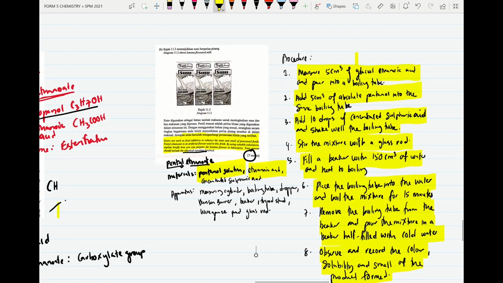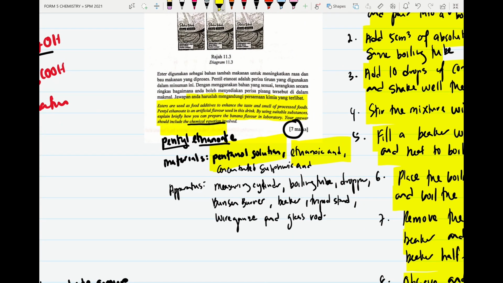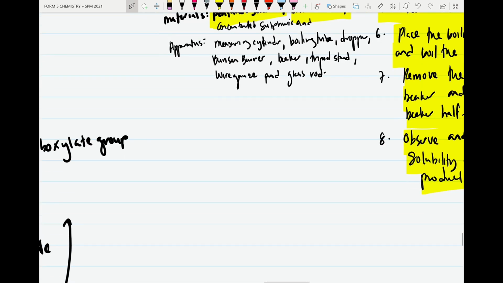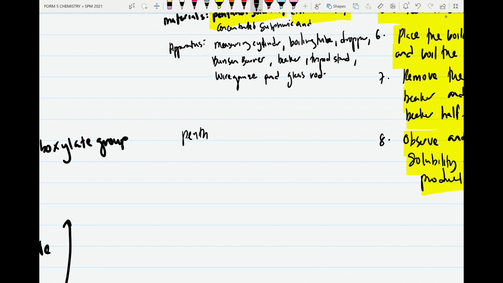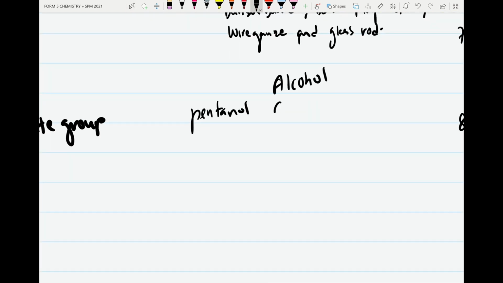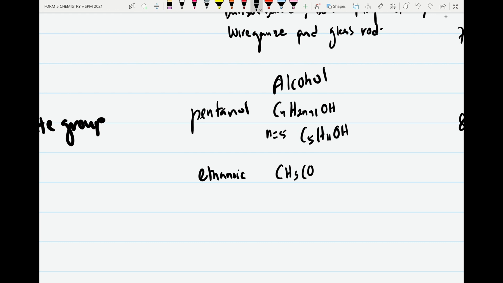All right, so here they didn't ask for observation, so we no need to give observation. They want the chemical equation. So pentanol, I try to find the molecular formula of pentanol. Alcohol, we try to write down the general formula of alcohol, CnH2n+1OH. We apply n=5, so that will be C5H11OH. That is pentanol. Ethanoic acid, the formula of ethanoic acid, CH3COOH.